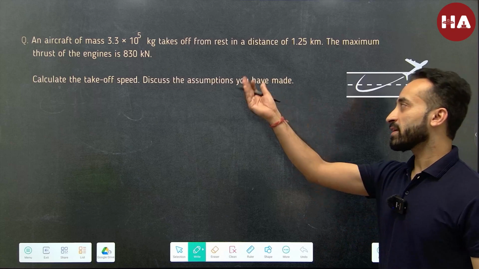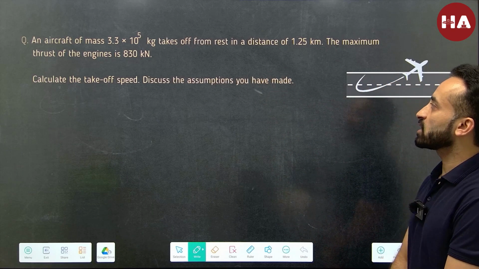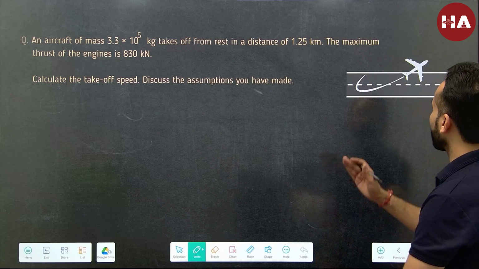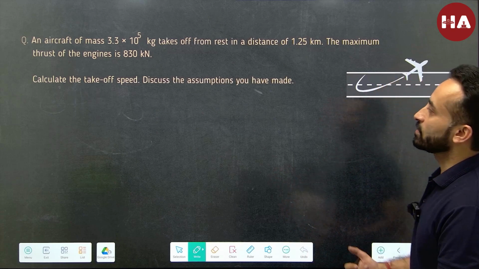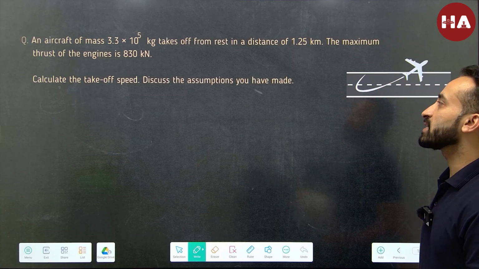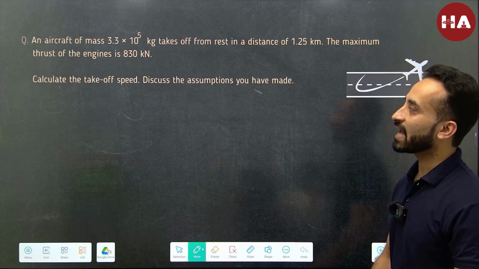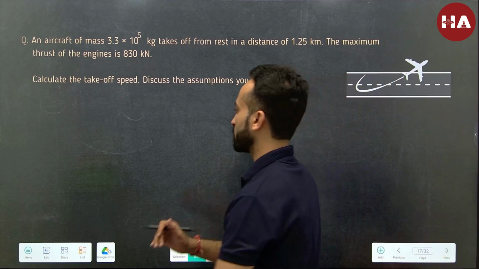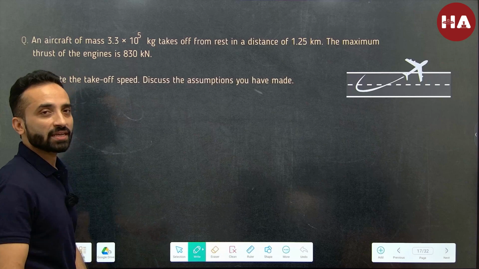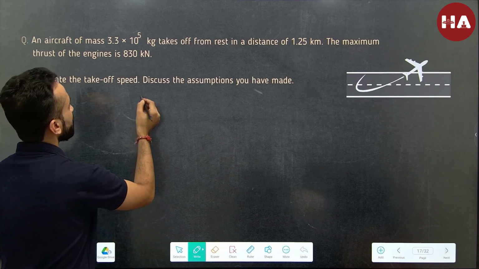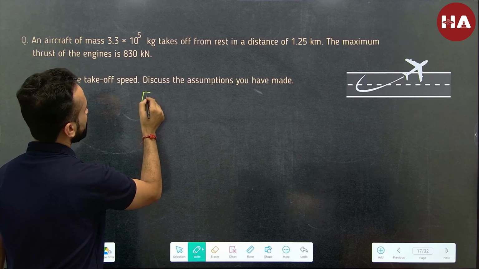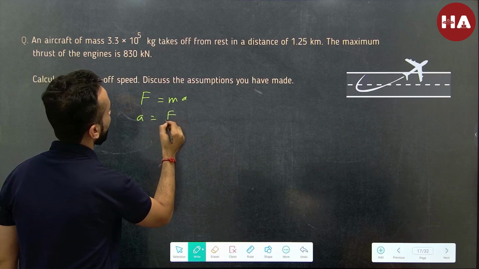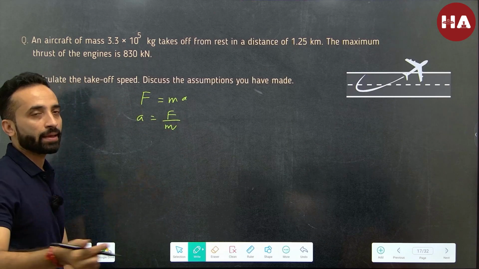Okay, so there is an aircraft of mass this much that takes off from rest in a distance of 1.25 kilometers. So that's the runway for you. The maximum thrust of the engines is 830 kilonewton. Calculate the takeoff speed. Discuss the assumptions that you have taken. Alright, so the first thing that you should do here is apply the formula F = ma, isn't it? From this we can calculate the acceleration as F by m, right?